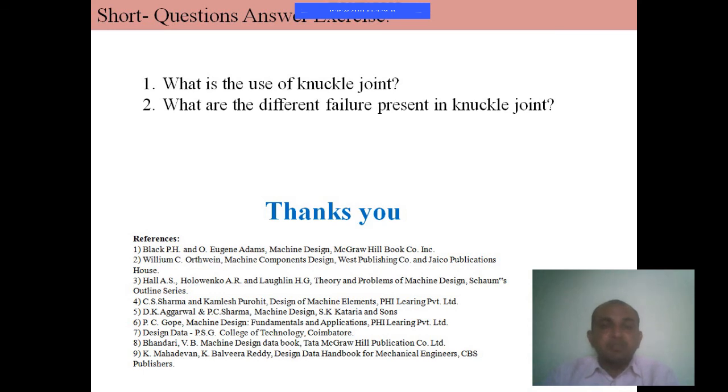Knuckle joint is used in various applications, and we know why the knuckle joint is used for those applications. We have also studied the different types of failure present in the three elements of the knuckle joint: eye, pin, and fork.